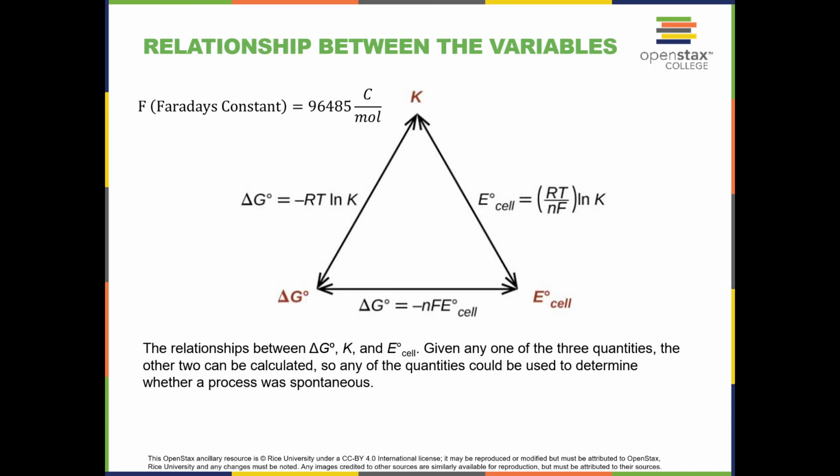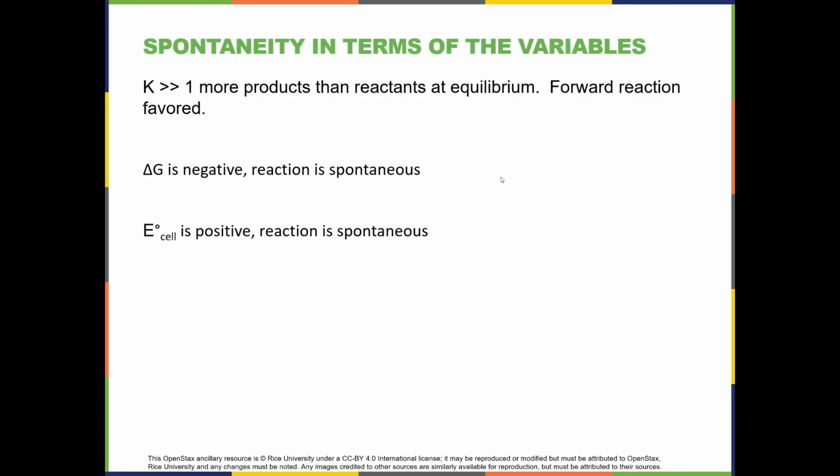But note that RT over F can be simplified because at standard conditions, we know the temperature, R is a constant, F is a constant, so we can simplify this, and then we just use the log instead of the ln. So the equations we're going to use, and we're going to do several examples as usual, are slightly different, but they're just different forms of the same equation.